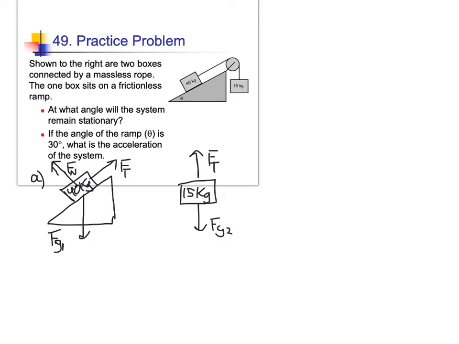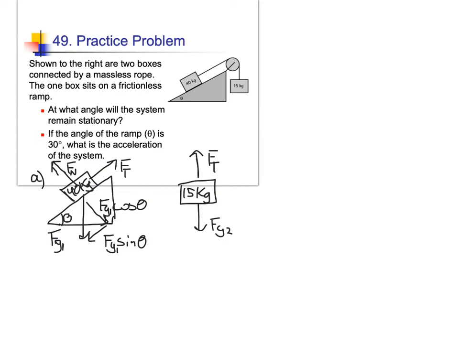I'm going to go ahead now and break that force of gravity into my x and y components. So there's my y, there's my x. So the y will be Fg cosine of theta, and the x will be Fg sine theta, and both those are Fg1. Okay. Now that I have that, I'm going to go ahead and set up my max and my may for each one of the boxes.